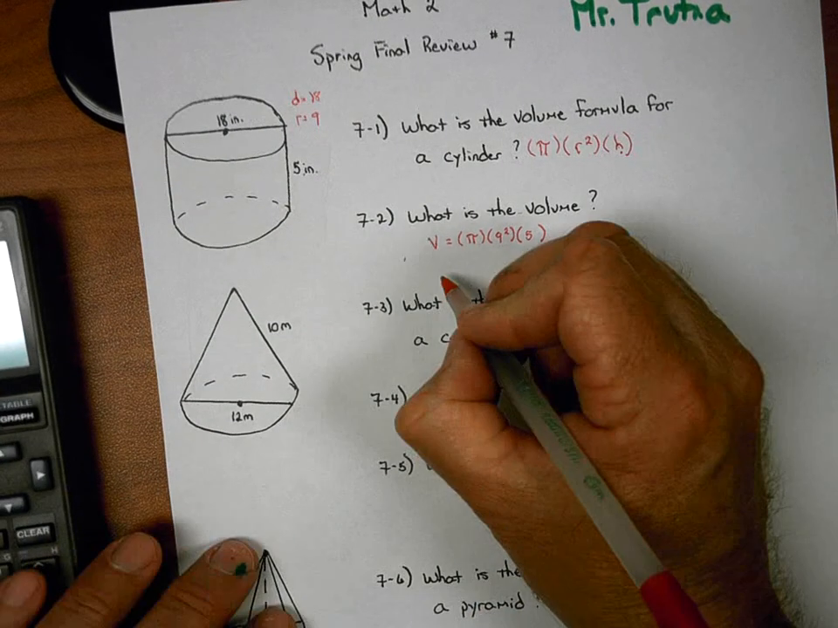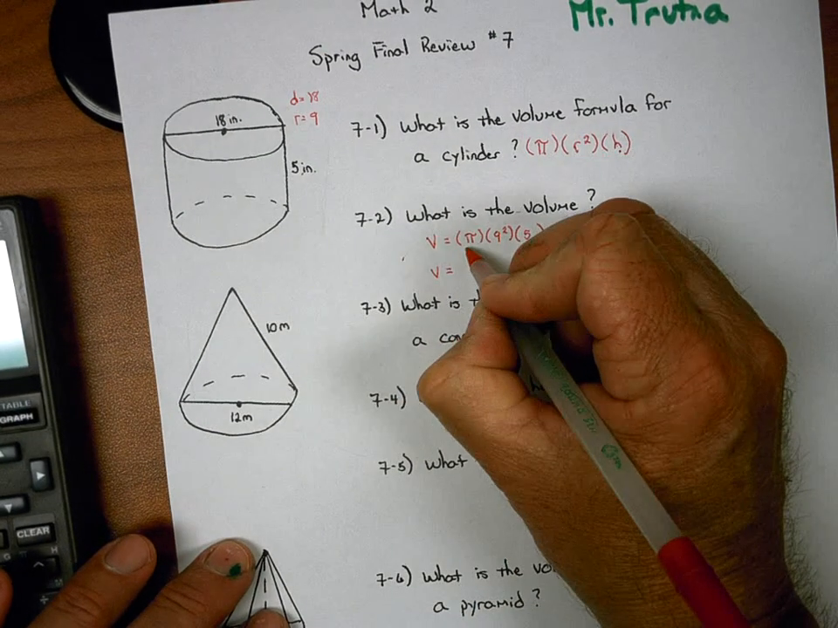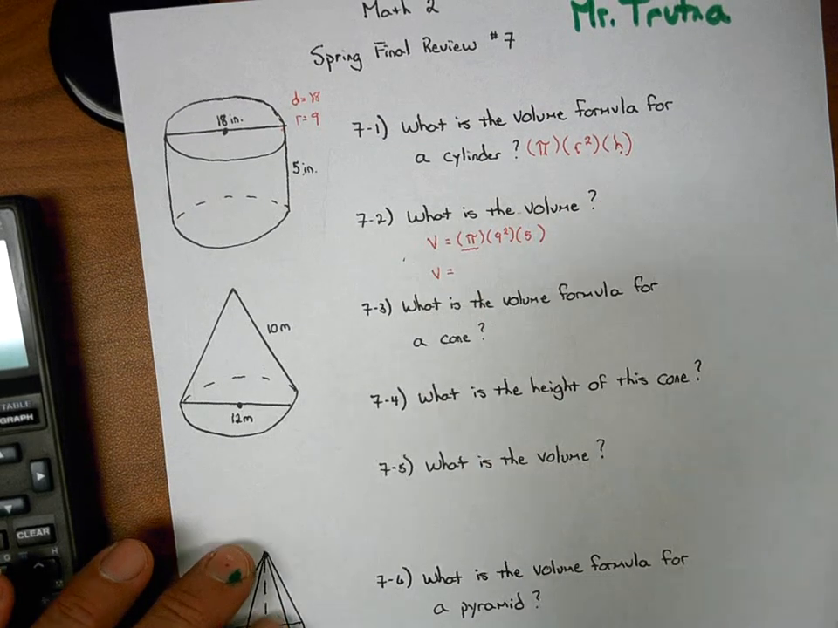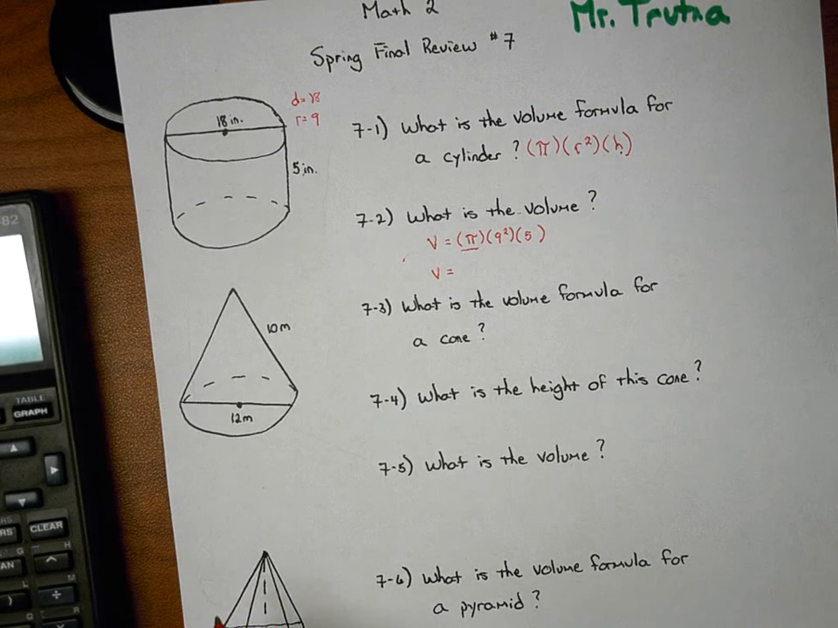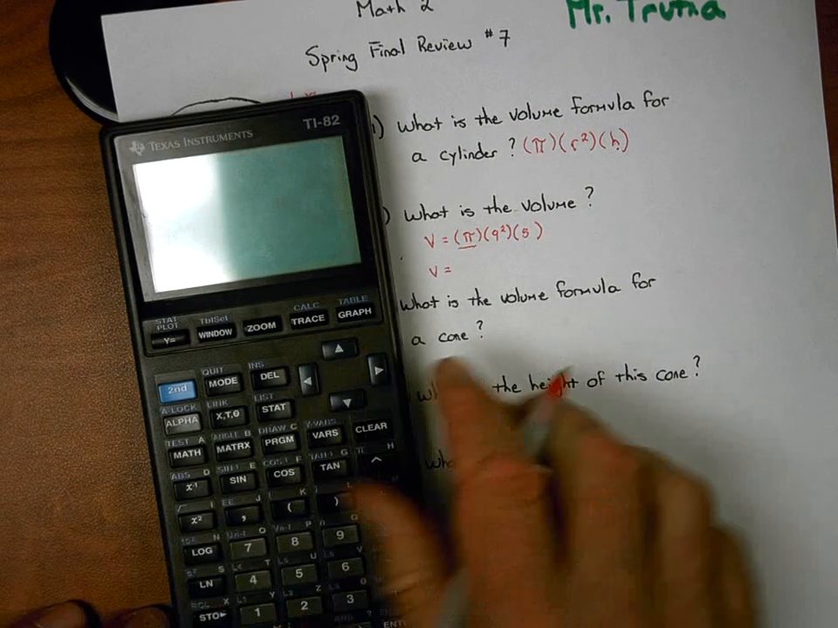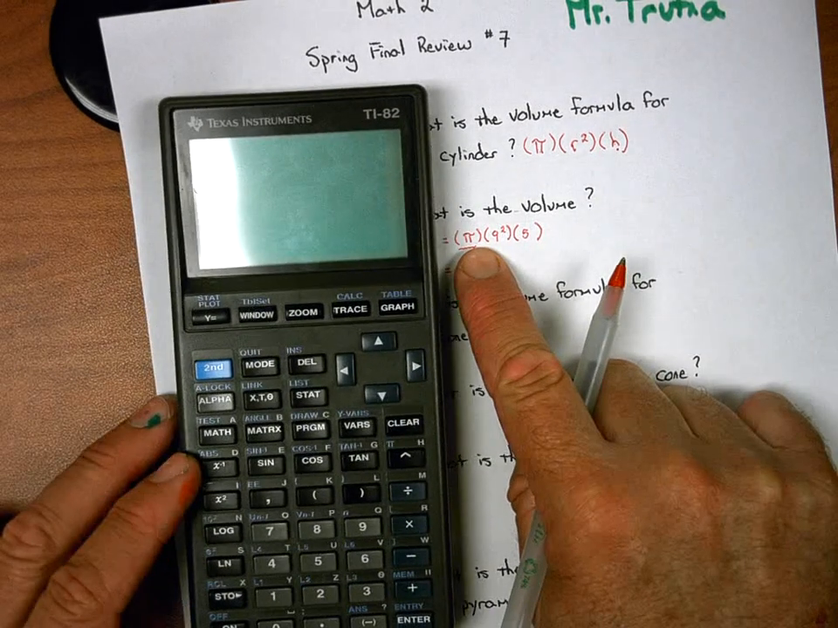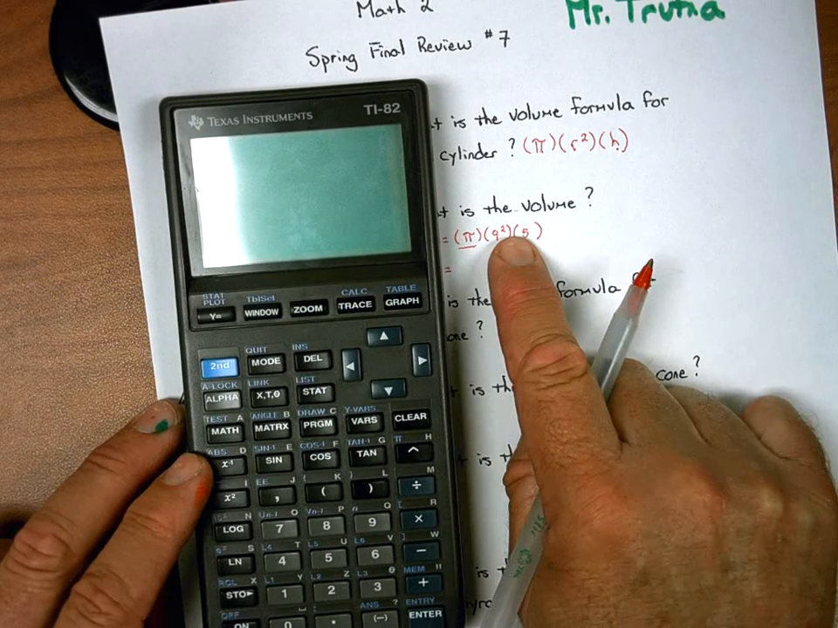Now when I figure out the volume, I have 2 choices. I could leave my answer with pi in the answer, and I'm going to do that first. So if I were to just work this out without multiplying out the pi, all I would do is take 9 to the 2nd power.